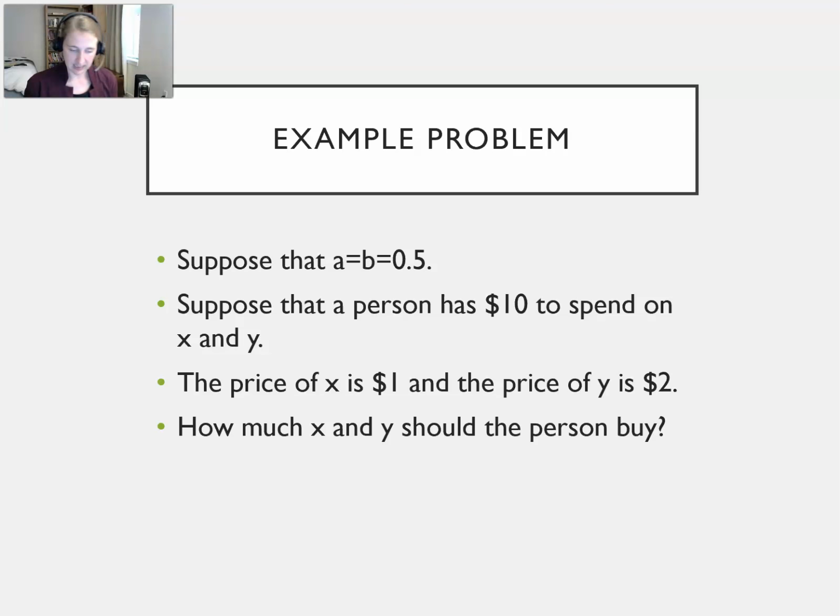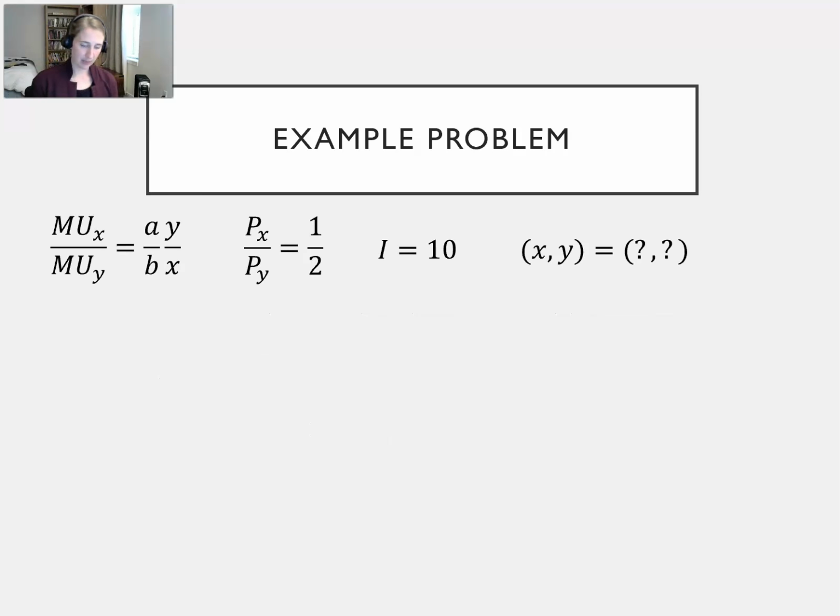Suppose, for simplicity's sake, that a is equal to b is equal to 0.5. Now, suppose that a person has $10 exactly to spend on x and y, and the price of x is $1 and the price of y is $2. How much x and y should they buy? So here's the problem. We've got the marginal rate of substitution here, and I've got the price ratio here, and I've got my income, and now the question is, how much x and y should this person purchase?